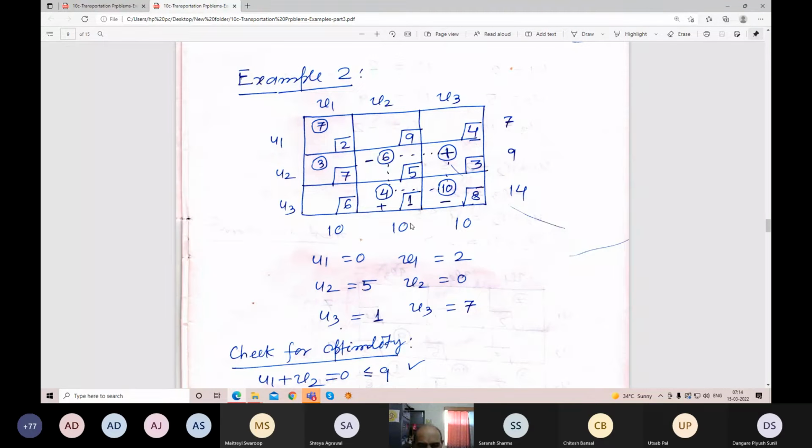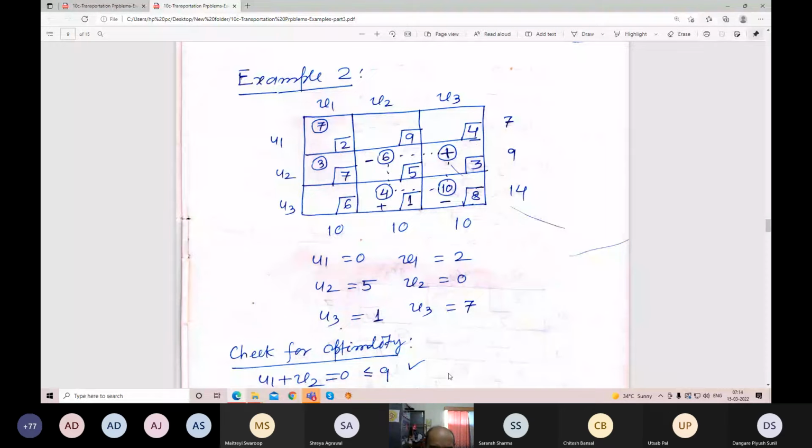Then in the last row we have U3 plus B2. Our B2 equal to 0, so U3 equal to 1. Similarly, U3 plus B3 equal to 8. So U3 equal to 1, B3 equal to 7. Okay, we have got all the multipliers.